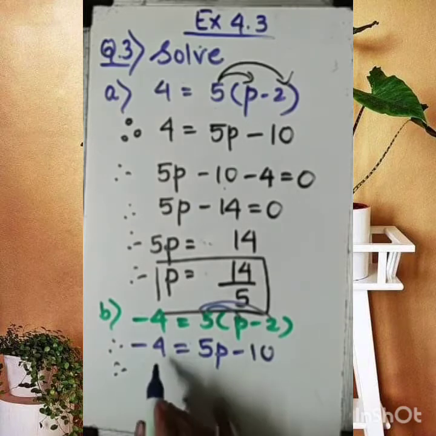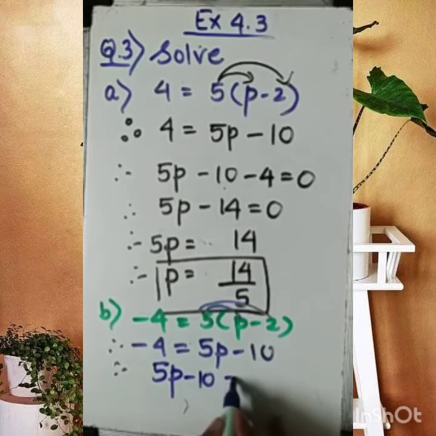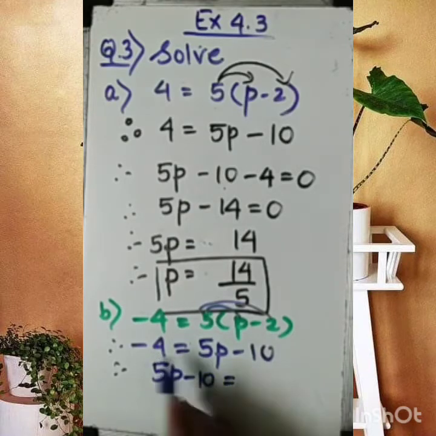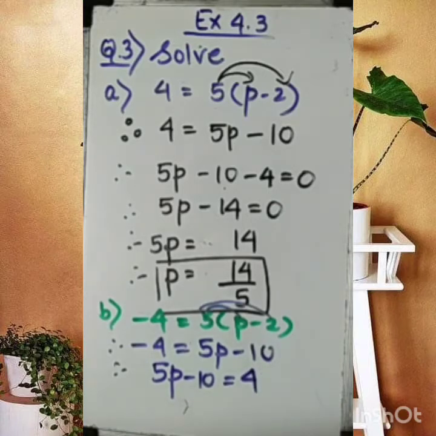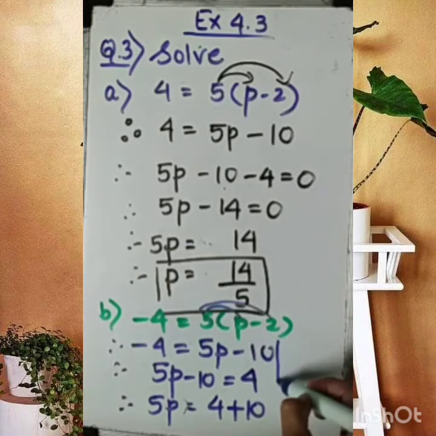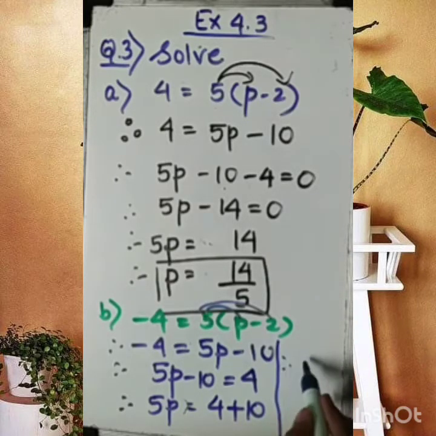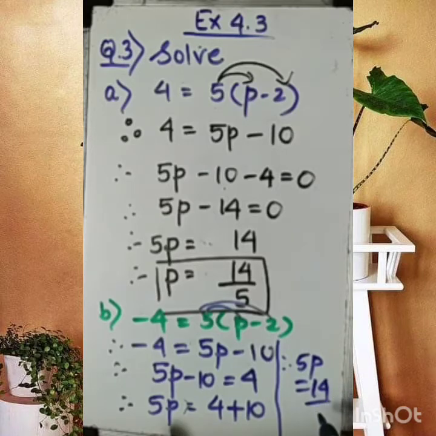Now here what to do, this minus 5 also I am shifting to this side. Keep these as they are, only we are shifting this minus 4, which will become plus 4, to this side. So the next step, 5p equal to, this is minus 10, if I bring it to this side, it will become plus 10. So my dear student, next step I am mentioning here. Therefore 5p equal to, this side 10 plus 4, 14, 14 divided by 5.